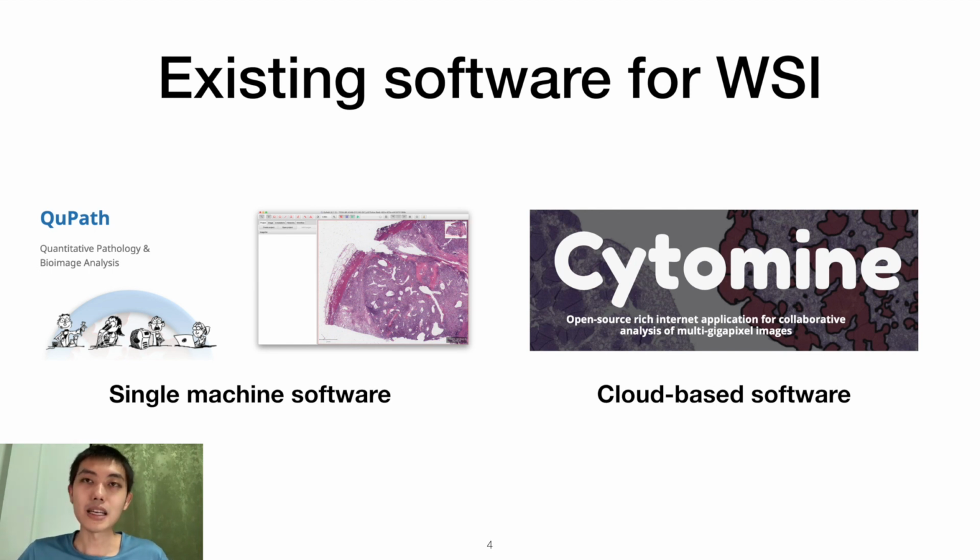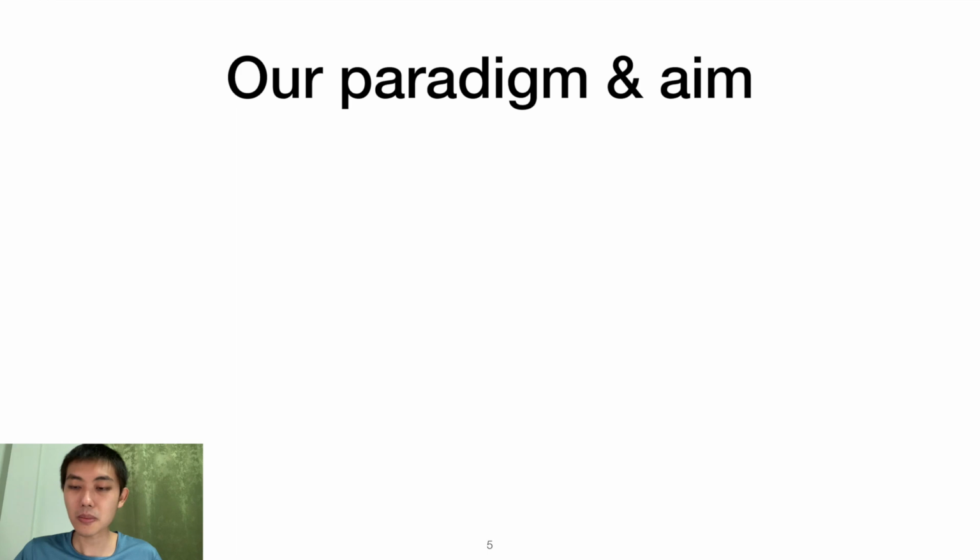For Cytomine, it is closer to OpenHI because it's a cloud-based software and it has different modules to do different things. But there are differences, and we'll discuss these unique features of OpenHI in this presentation.